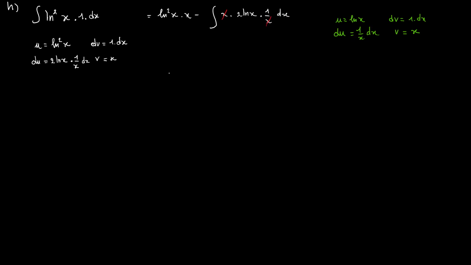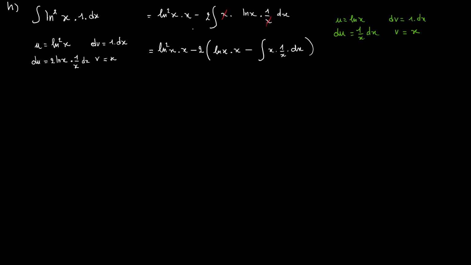Okay, great. Let's fill that in and expand what we had. And here, be careful with that minus sign. And here I'll move this to the front, because we can do that. So what do we get? We get the ln squared of x times x minus 2 times, open brackets, u times v, ln x times x minus the integral of, and in this case, it's x times 1 over x times dx.